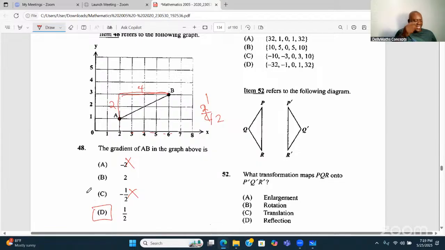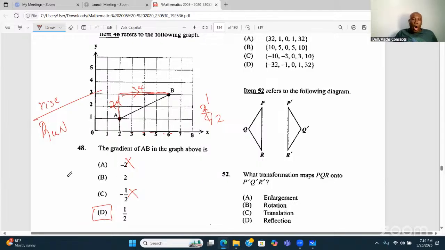So 48 is rise over run. Rise over run, not run over rise. Rise over run, remember. All right? Be careful. Gotta put the y first. Rise over run. And that's it. So we rise 2 and we run 4. 2 over 4, 1/2. Okay. Somebody was suggesting -2. No.